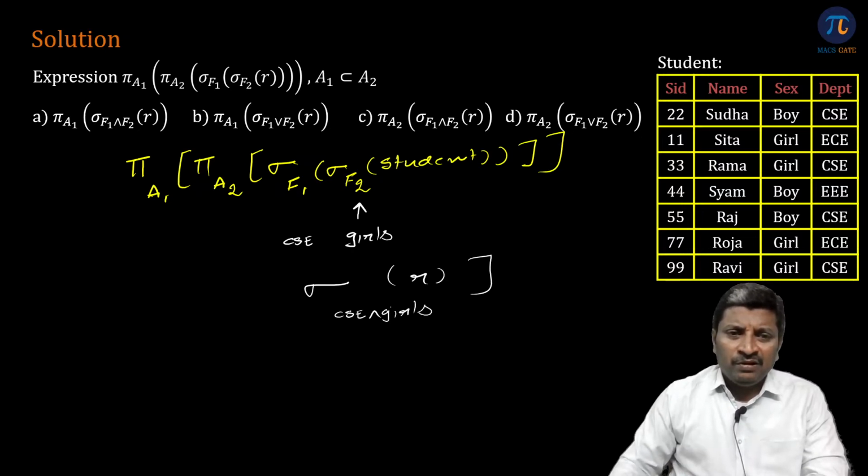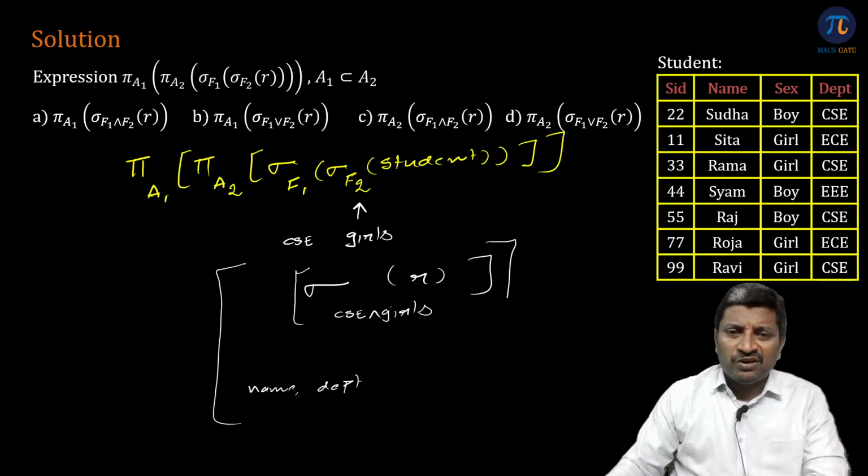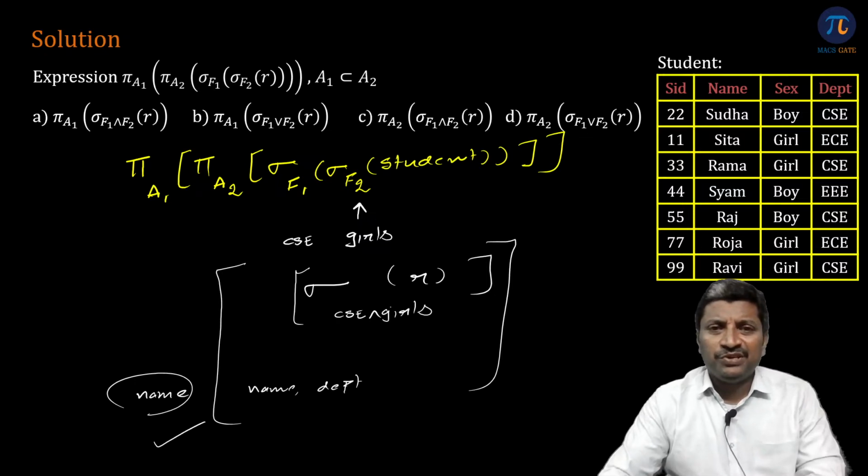Then from this list, I want only name comma department. Name comma department, that is the next one. Instead of this, after I realized I need only name, what you can do, sir? Directly you can write name itself. That is the meaning of it.